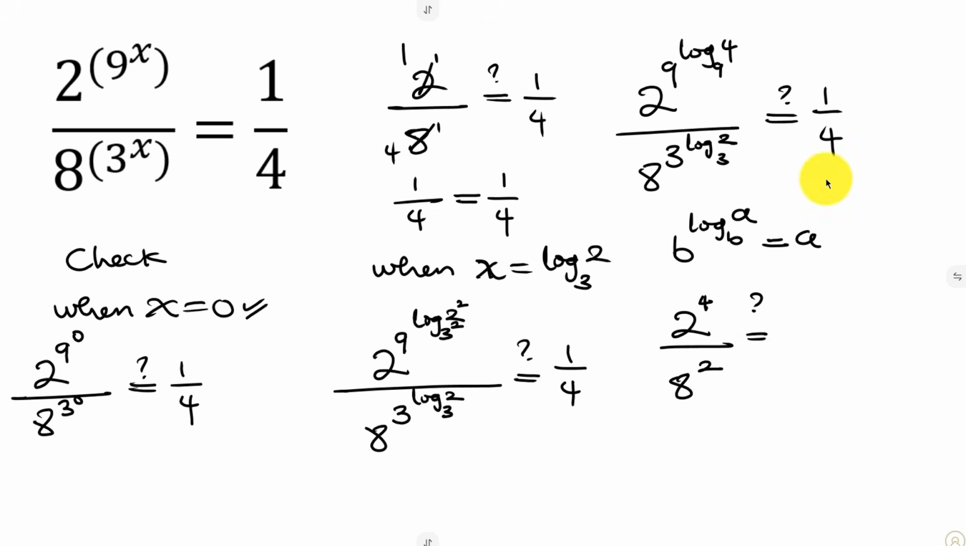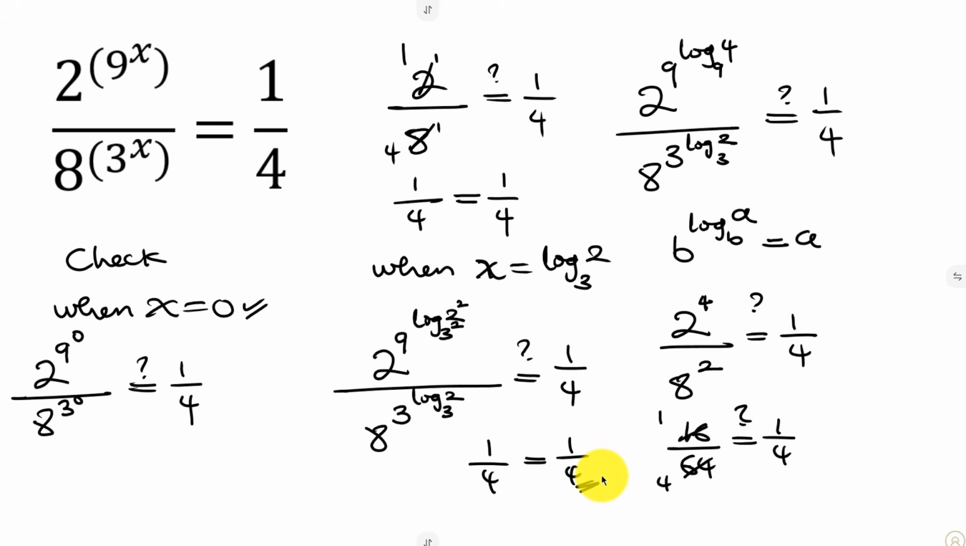So we're checking if we're going to be having 1 all over 4 as the result. And then simplifying further, 2 to the power 4 is 16 all over 8 squared is 64. So will I be having 1 all over 4? Now 16 into 16 is 1, 16 into 64 is 4. So we actually have 1 all over 4 equal to the right hand side 1 all over 4. So both answers we've got for x equal to 0 and x equal to log 2 base 3 are actually correct.